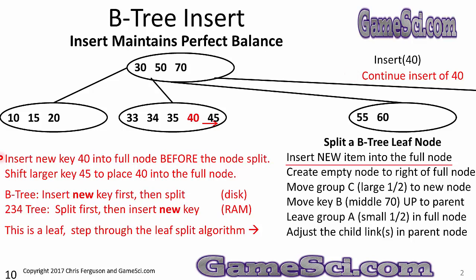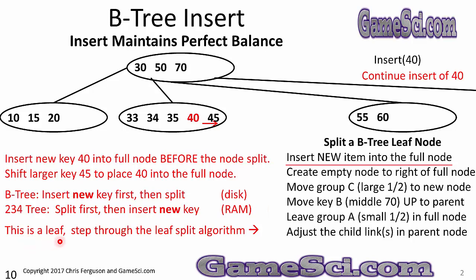Insert the new key 40 into the full node. Before we split this node, shift the larger key 45 over and place 40 in its proper position into the full node. With a B-tree, we insert the new key first, then split the node. That's because they're on disk drive. With a 2-3-4 tree, we split first, then insert the new key. That's because they're in RAM.